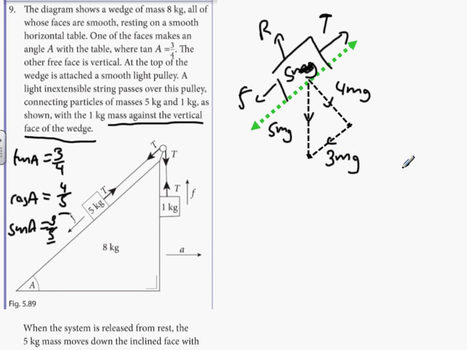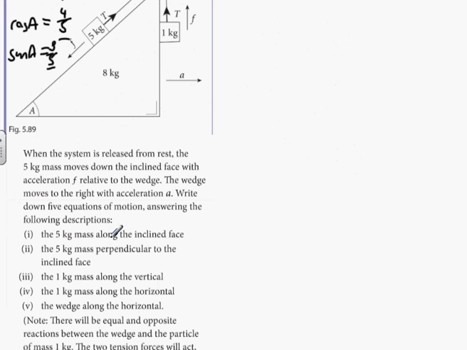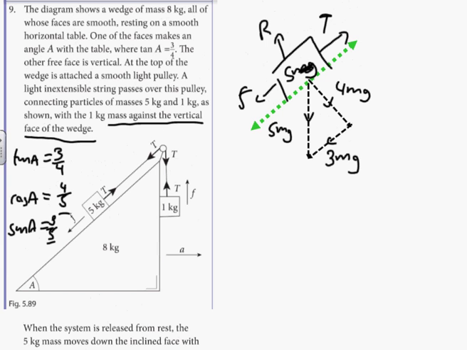Now, 5 kilogram mass along the inclined face. That's what we're working on first. So, any ideas? What do I have to do? Acceleration triangle. So we haven't done the acceleration triangle yet, because remember it's affected by the acceleration of the wedge. So there you go there. Acceleration triangle about to be created. There you go. Such an easy way of doing it.